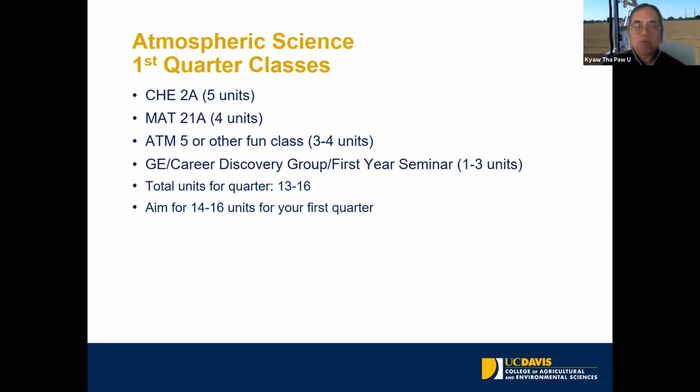UC Davis is fantastic for having a wide diversity of these classes. And probably keep your units down to around 13 to 16, maybe 14 if you want, but don't try and take 1,000 units or something like that. And I think that's about it for ATM.